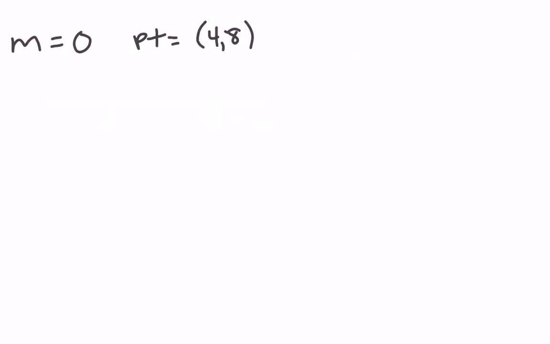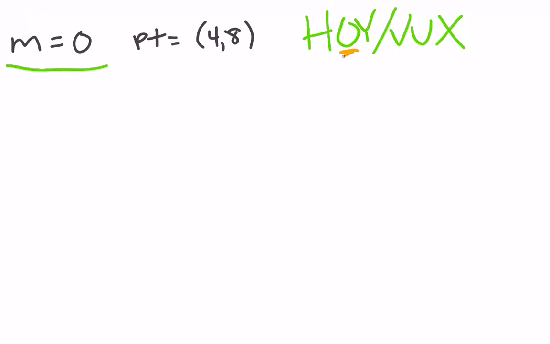But it wouldn't be complete without us doing a special example. Why am I saying that this example is special? Think about that for a second. Because I have a slope of 0. And remember, I have 2 special slopes, 0 and undefined. And anytime I see those, I'm thinking about HOY VUX. Since this is a slope of 0, that means that this is a HOY equation. HOY equations have y. So it's going to be y equals, and now watch this.